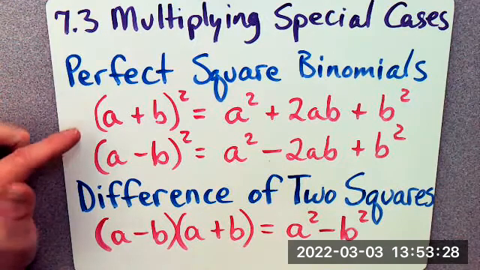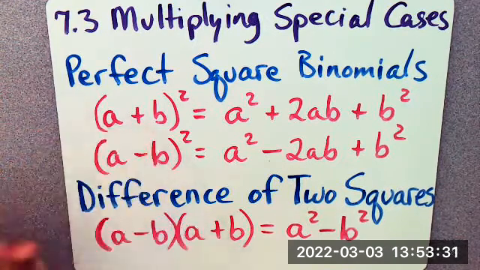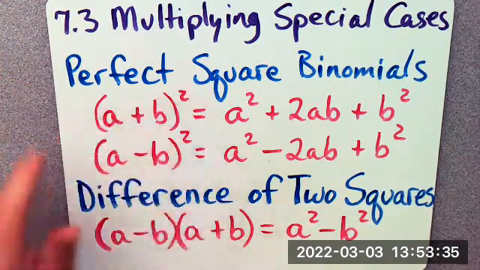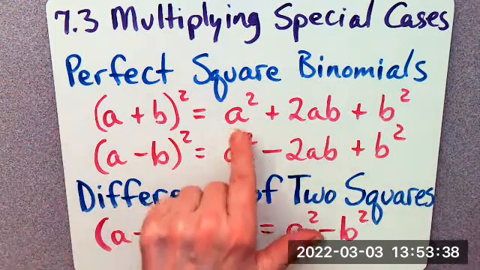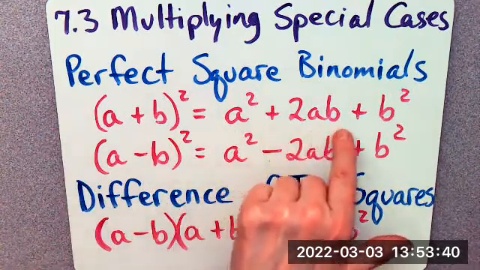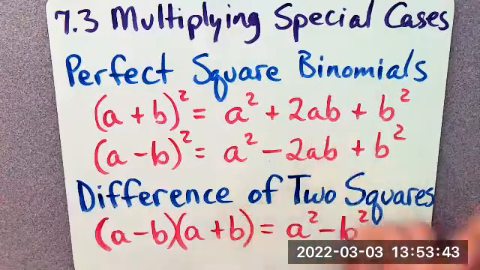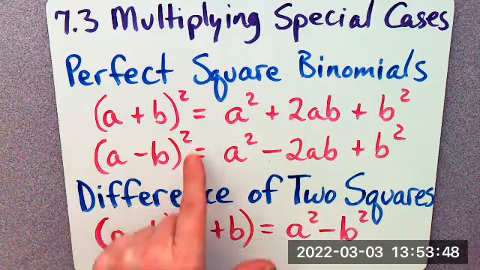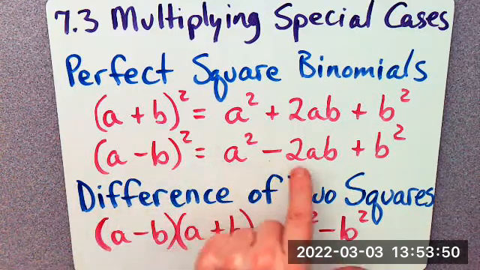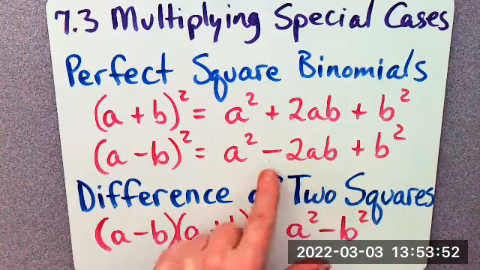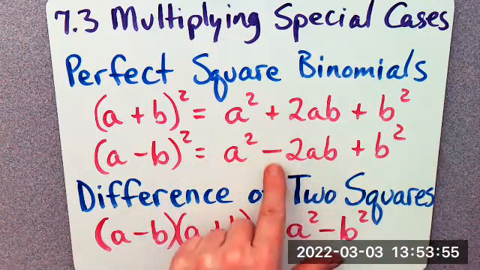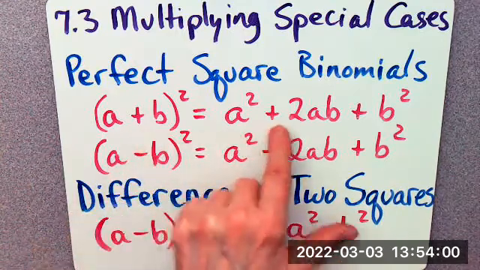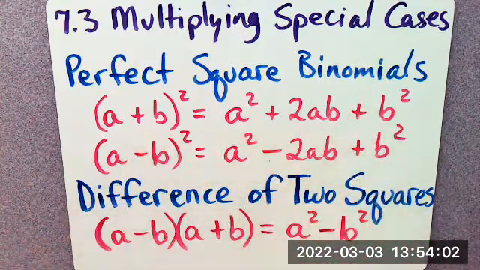Perfect square binomials are two binomials that are identical, a plus b times a plus b, so a plus b squared, and it ends in a trinomial, a squared plus 2ab plus b squared. So this is its product. The product of a minus b squared is a squared minus 2ab plus b squared. So the only difference between these two are the signs. This sign's identical to that one, and this sign is unchanging.